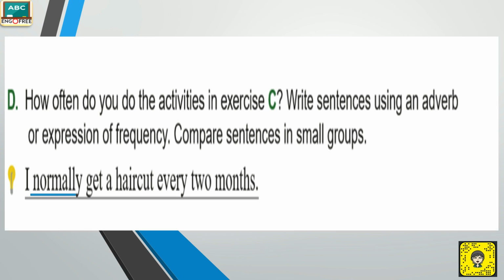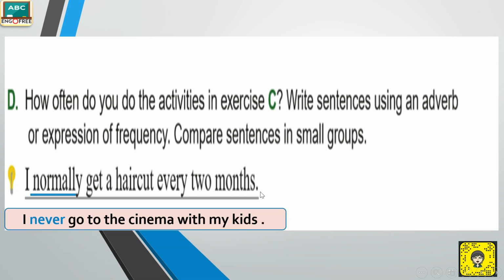D. He wants you now to write some sentences about yourself. He asked you to write some sentences using the adverbs of frequency in your sentence, and compare your sentences in small groups, okay, with your friends. Now I will write my sentences. Okay, I'll give you some sentences. Number 1. I normally get a haircut every 2 months. Sentence 2. I never go to the cinema with my kids.